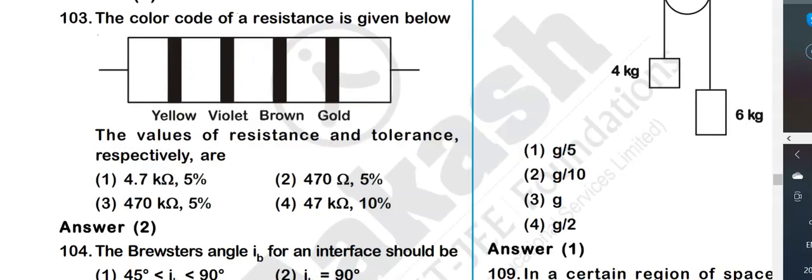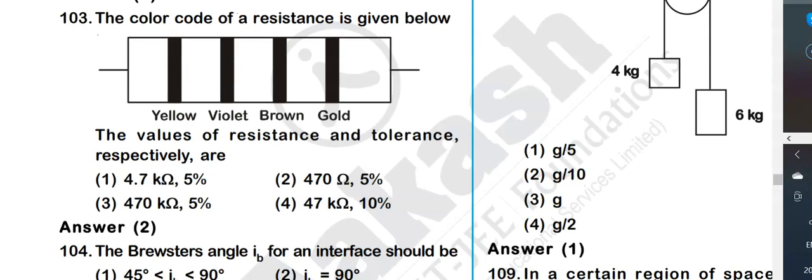B.B. Roy of Great Britain was a very good wife. B, G, W. So B stands for 0, 1, 2, 3, 4. So yellow stands for 4. Alright, so let us take it as 4.